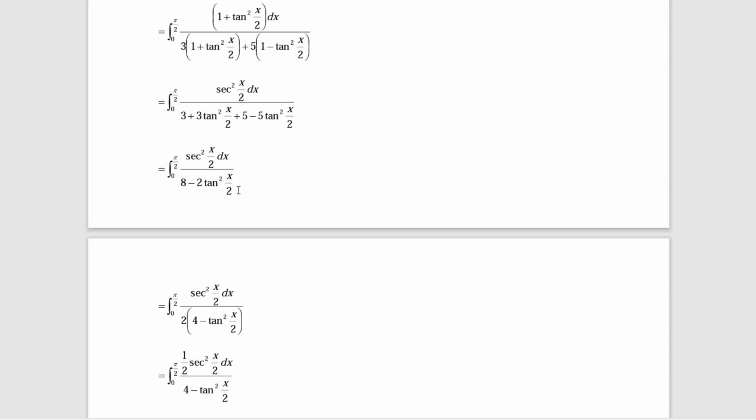So now we can take common from this denominator, right? So in the next line we took common, so we have now 4 minus tan square x by 2, and we took this 2 of the denominator to the numerator, so we got this.